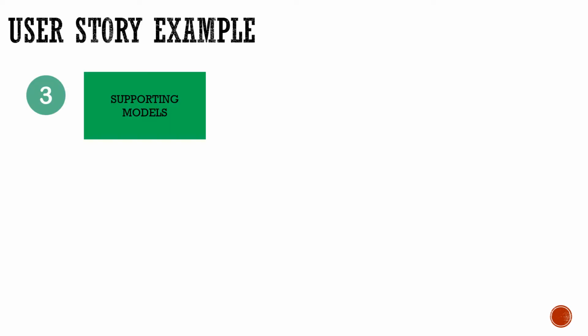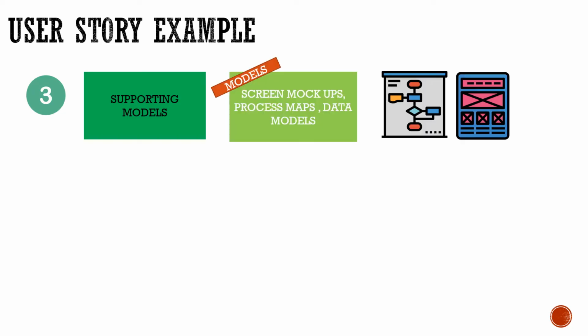Let's look at component number 3 of the user story, which is the supporting models. As we spoke about earlier, the supporting models can be screen mockups, process maps, data models, business rules, anything which can help to support the user story with better understanding and more context and background. Again, it should be relevant for the development team, the IT teams and the testing team. So let's look at screen mockup navigation for this feature.